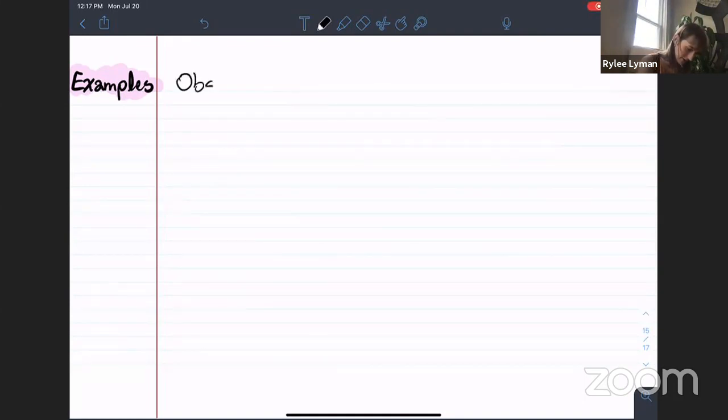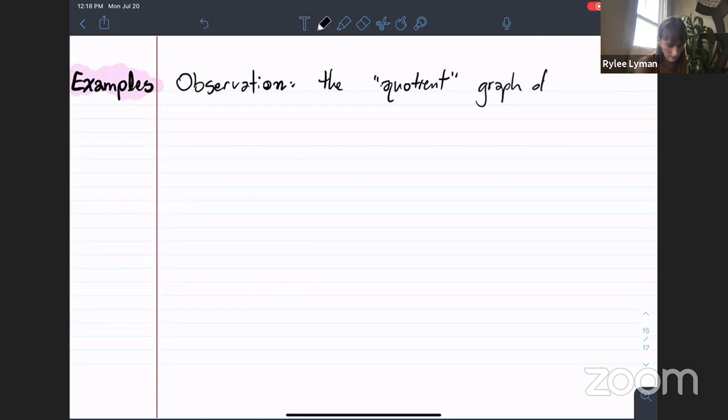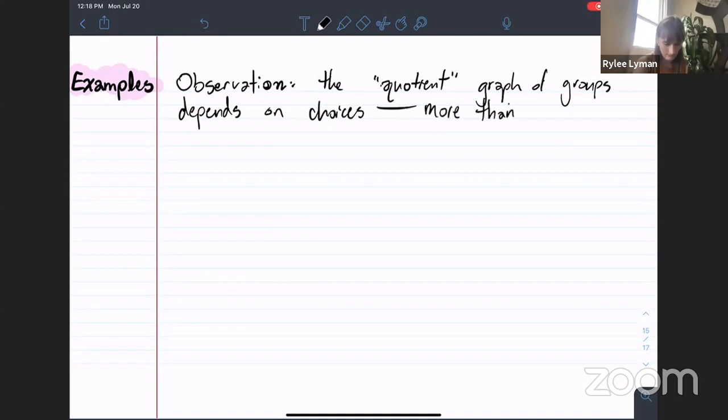So we made an observation. The quotient graph of groups depends on several choices, in particular more than just a base point. It turns out that these choices, well, I guess really what the choice is, is a fundamental domain for the action.